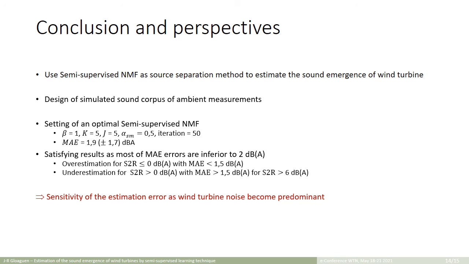However, semi-supervised NMF generates over and underestimation depending on the wind turbine noise predominance in the scene. This error is higher when wind turbine noise is predominant due to a higher sensitivity of the emergence indicator rather than a bad estimation of the wind turbine noise. These results might help us in the future to correct this behavior with, for instance, a complementary indicator. And currently, we are testing this method on in situ measurements, showing good and promising results.